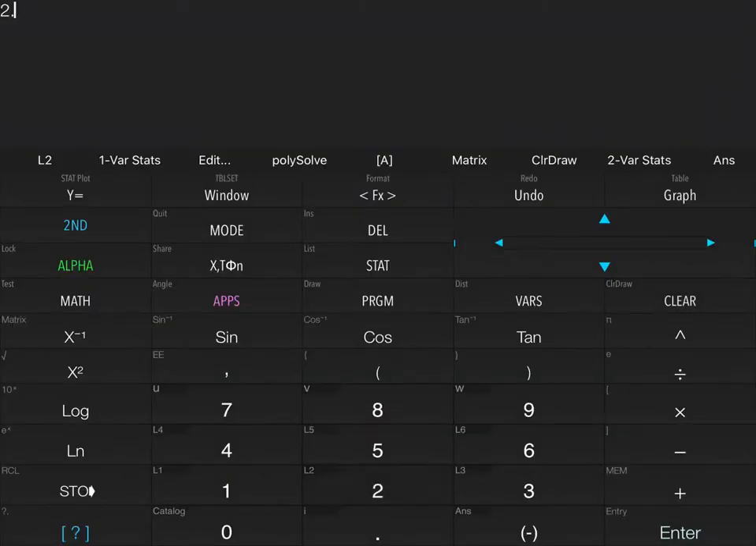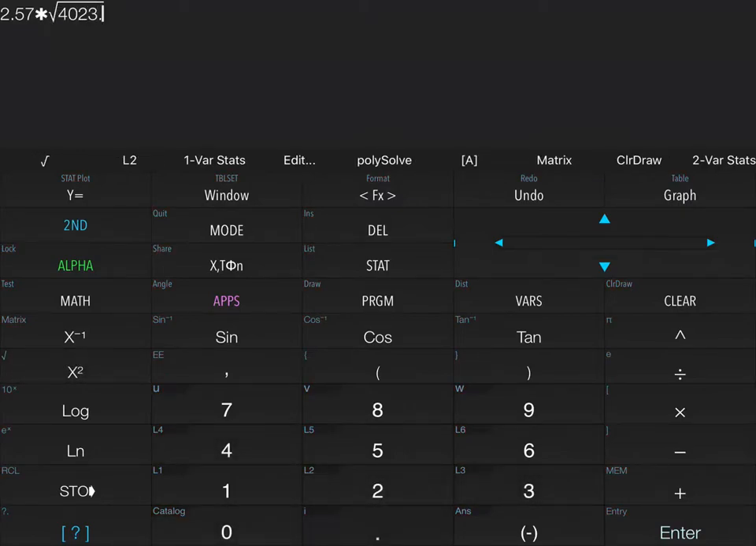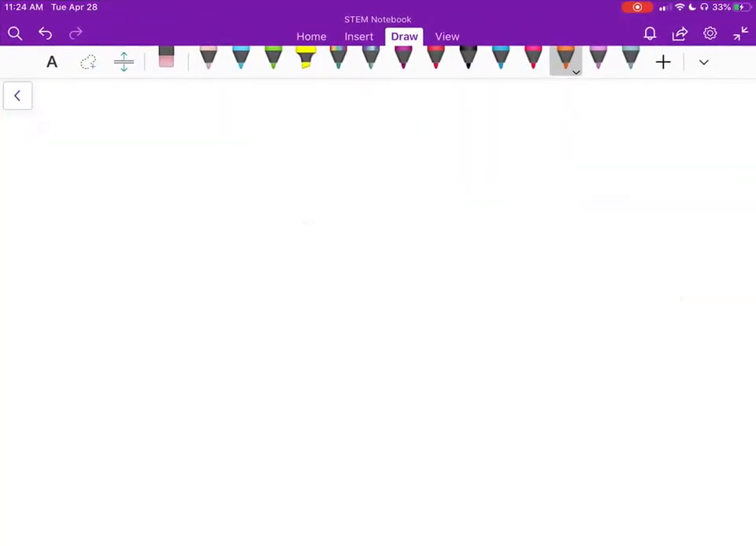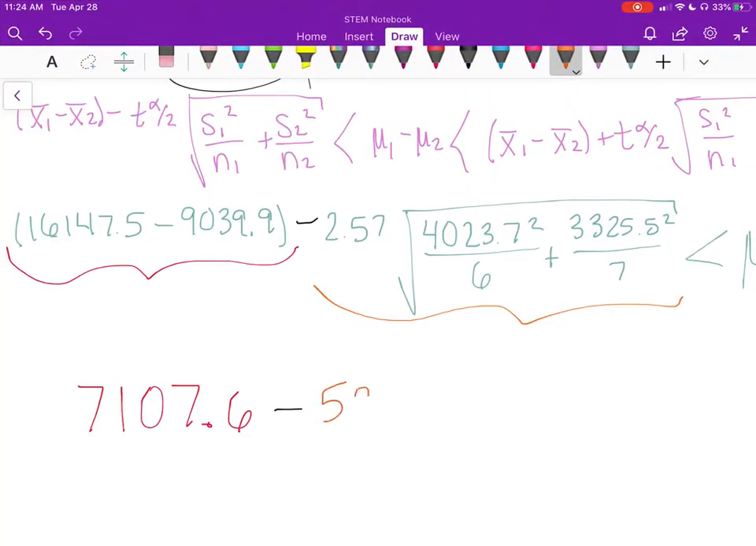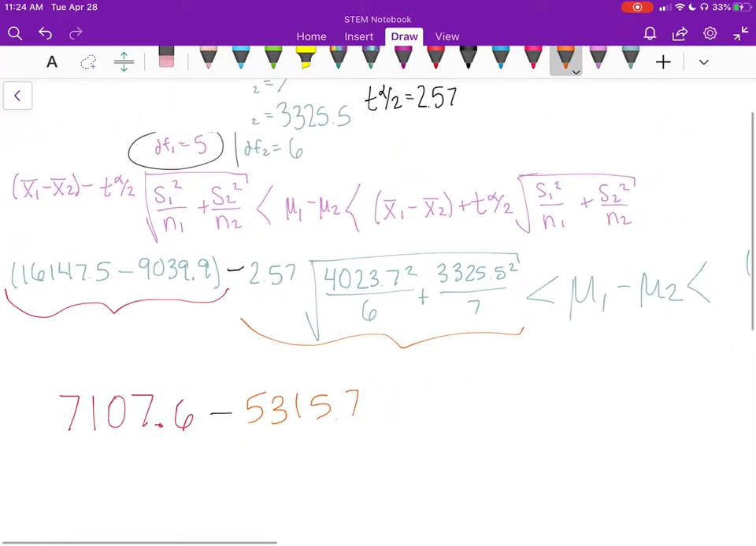So let's do 2.57 times the square root of 4,023.7 squared divided by 6 plus 3,325.5 squared divided by 7. And we get 5,315.7. So 5,315.7.